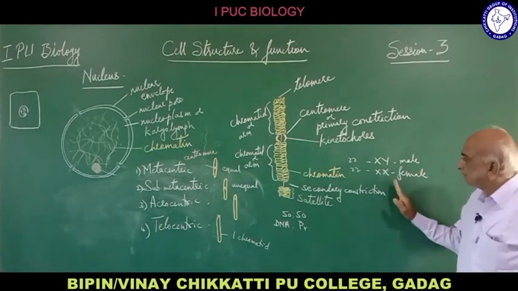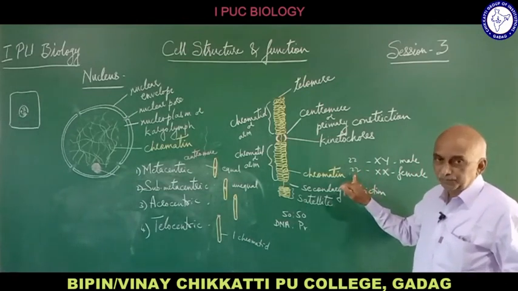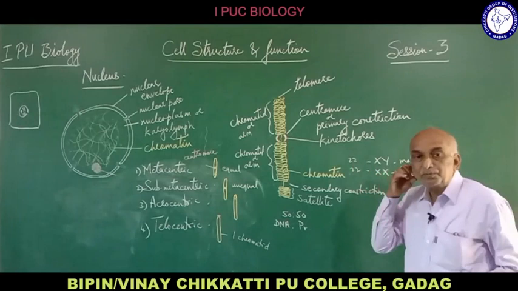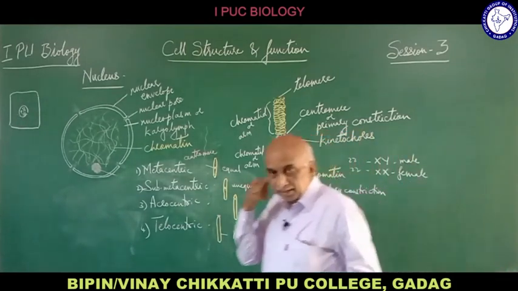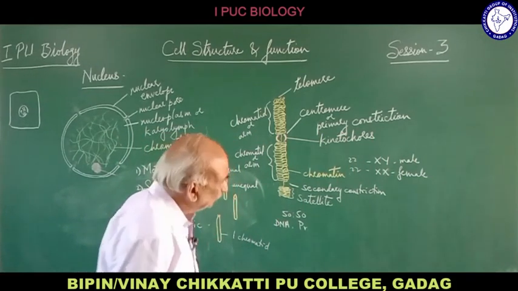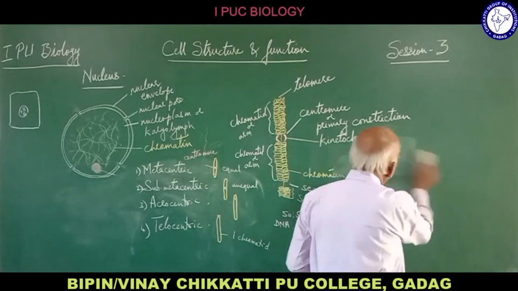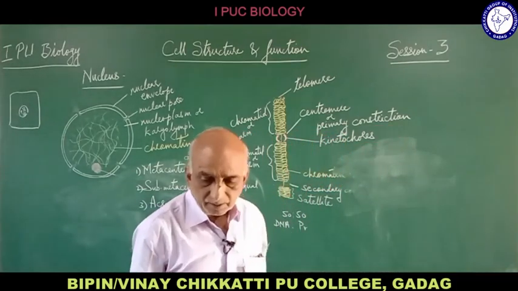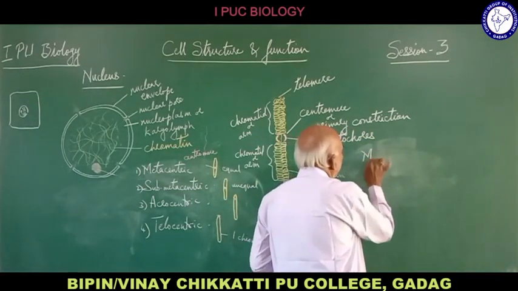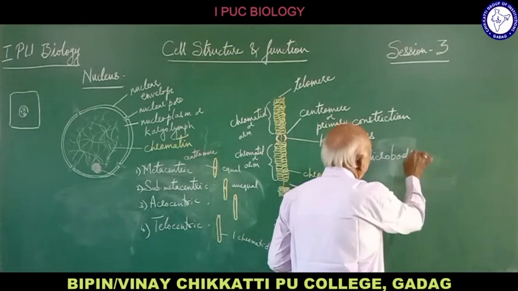So chromosomes are normal, these are called ordinary chromosomes. These are sex chromosomes. Ordinary means they are common to both male and female, hence they are called ordinary chromosomes. Then the next part of this chapter: in the cell there are certain structures which are called microbodies.